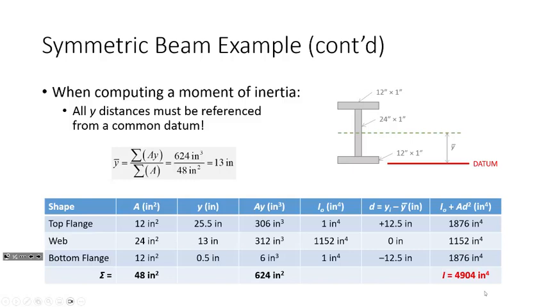All right, now in order to compute the moment of inertia of the entire cross-section, we have to use the parallel axis theorem. And what the parallel axis theorem states is we need 3 things. The first thing we need is the moment of inertia of each individual shape. Pop quiz, if I have a rectangle, how do I compute the moment of inertia of a rectangle? BH cubed over 12. That's 100% right. The moment of inertia of a rectangle is BH cubed over 12.